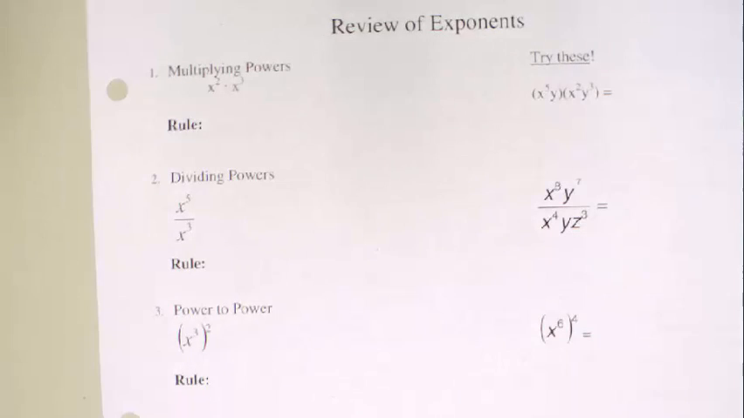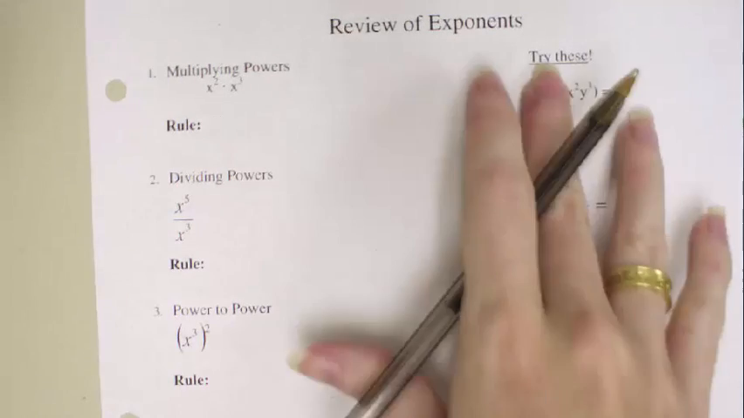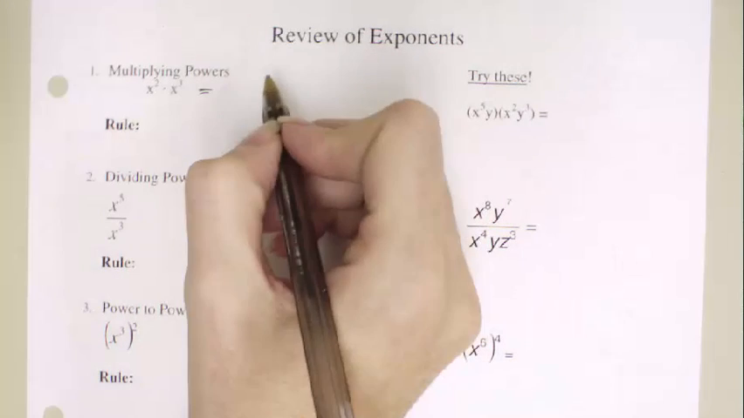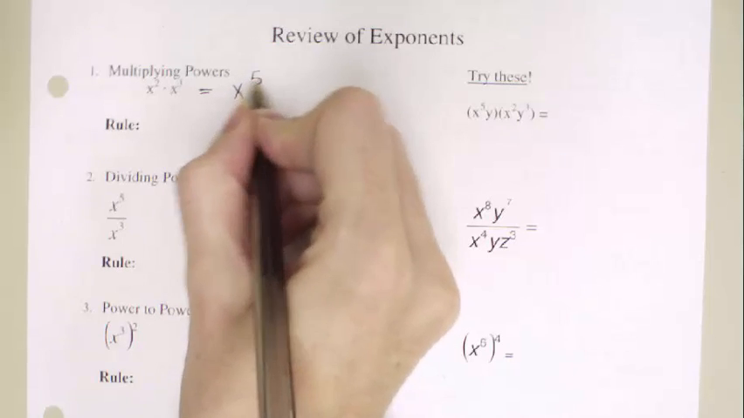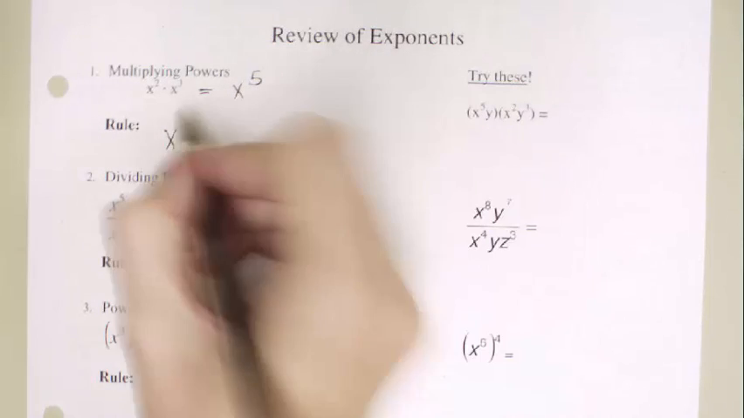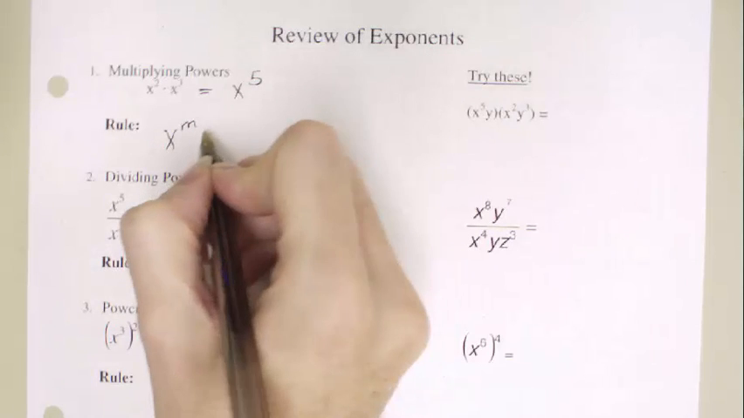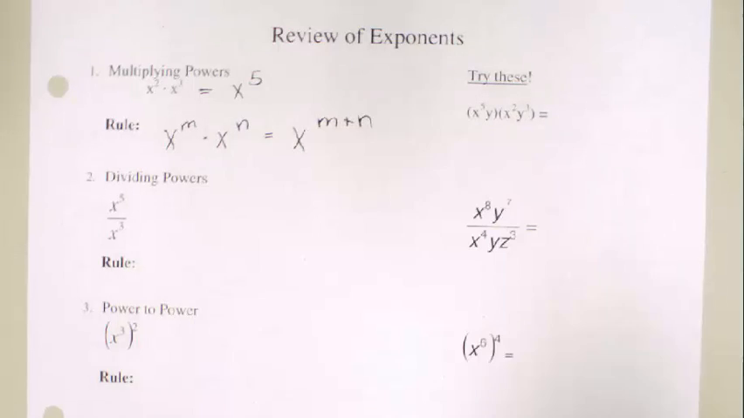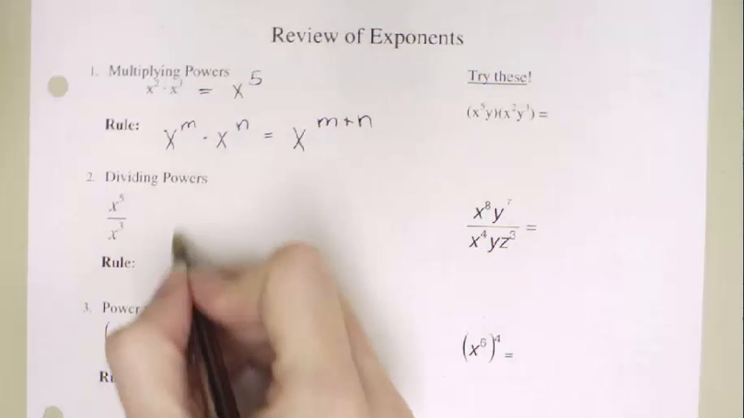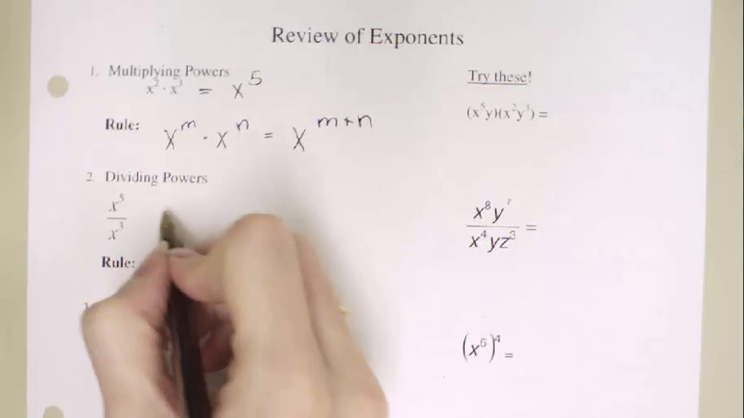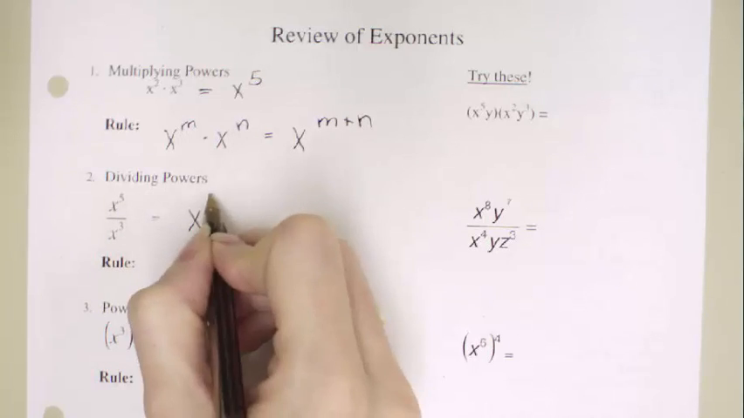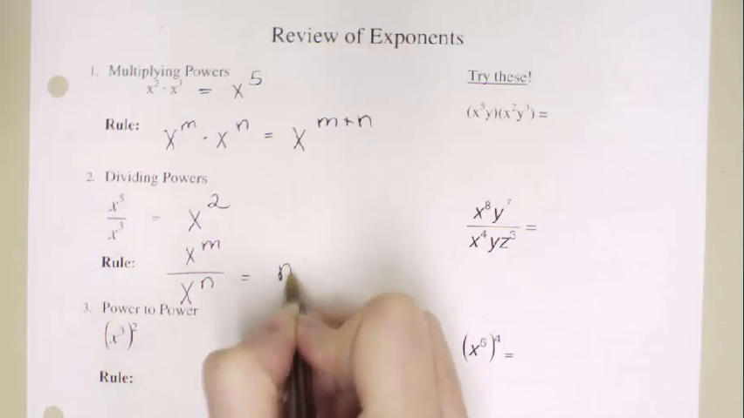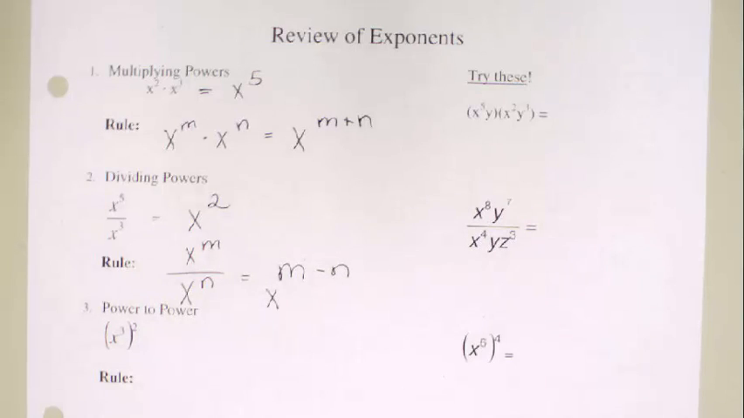And now flip back to page 4, and I just want to go through the rules and have you do the you tries. The answers will be waiting for you in class, okay? So first, when I'm multiplying powers, I add them. The rule is if I have x to the m times x to the n, that I have x to the m plus n. The division of powers is the subtraction. So you'll have x squared here. If I have x to the m over x to the n, I am subtracting those.